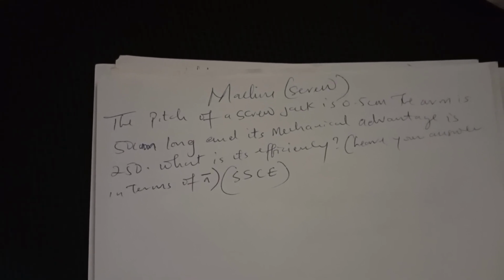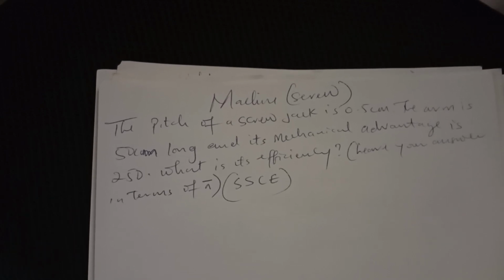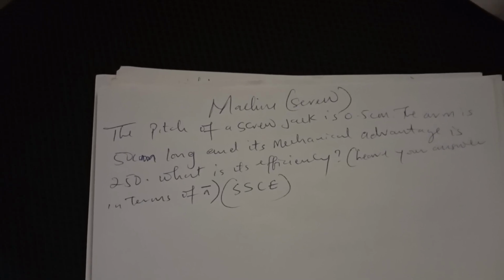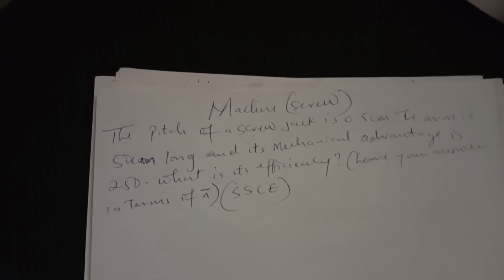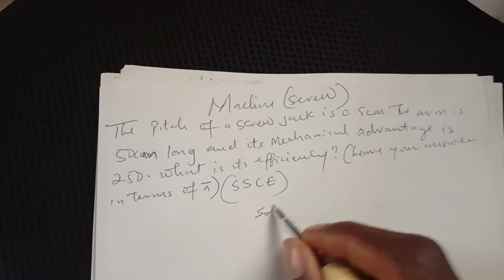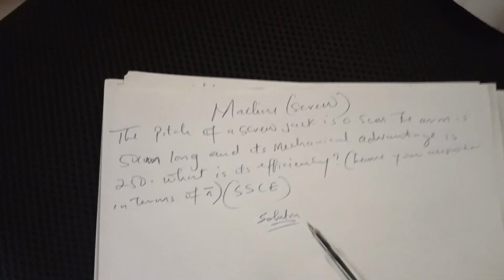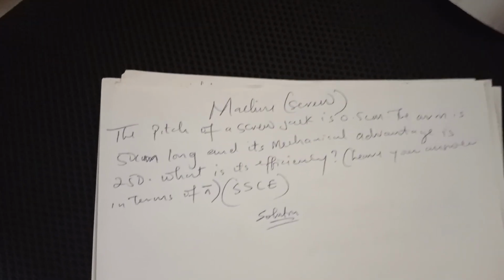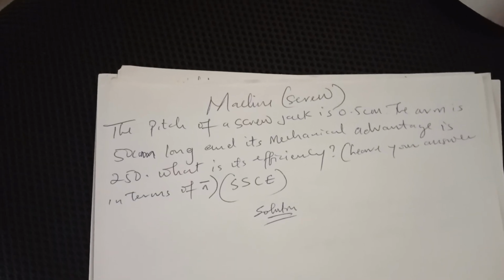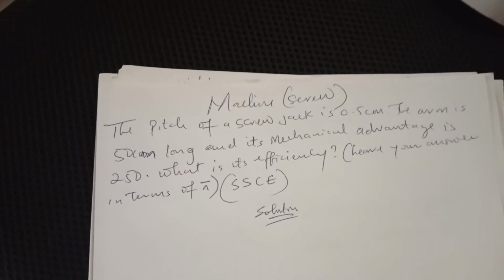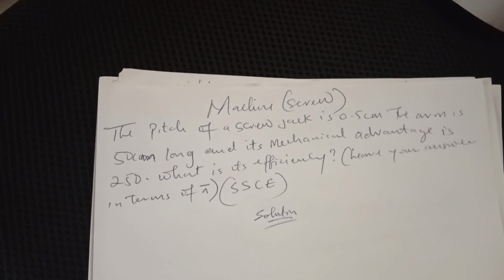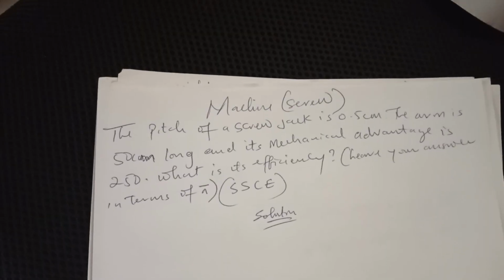This is one of the very important questions on machines, under screw. So let's see this and discuss it. As you can see, these are WAEC questions. We treat WAEC, JAMB, and all those questions. This question says that the pitch of a screw jack is 0.5 centimeter. The arm is 50 centimeter long, and its mechanical advantage is 250.